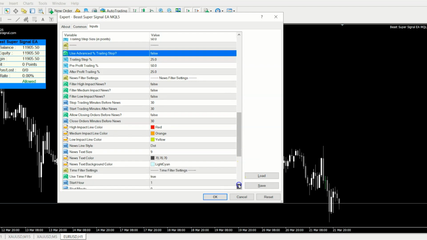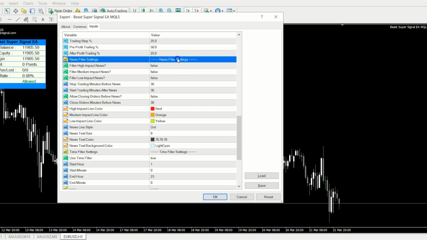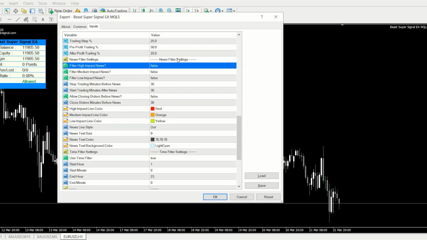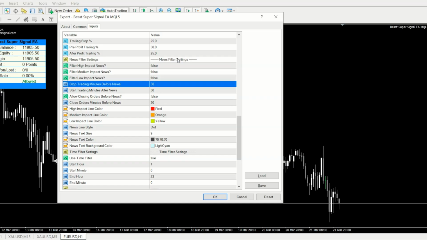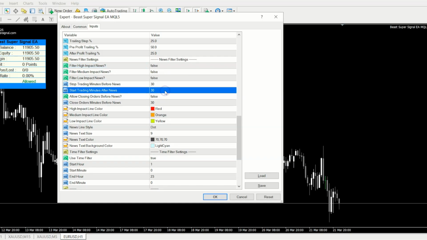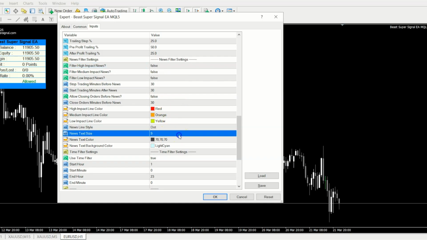Another big setting which I really like to have with this EA is a news filter. So there is a news filter option that if you enable it, when there is a news event, depending on which one you choose, it will not allow the EA to trade during that time. You can completely customize this however you want. You can let it trade high impact news, medium impact, low impact, how many minutes before news you want it to stop, when you want it to start again. So there's a whole bunch of settings here for the news filter, which works really well to keep it out of those extremely volatile times of the day.